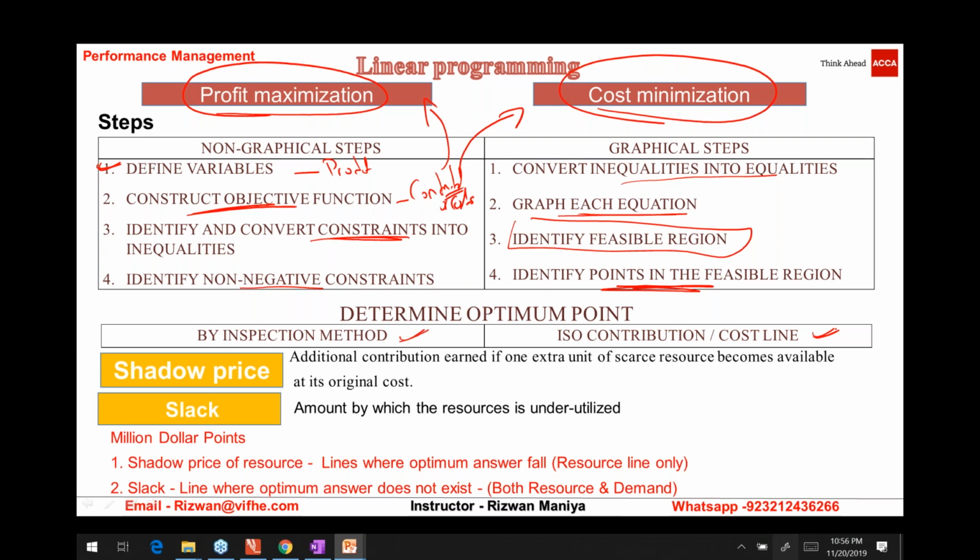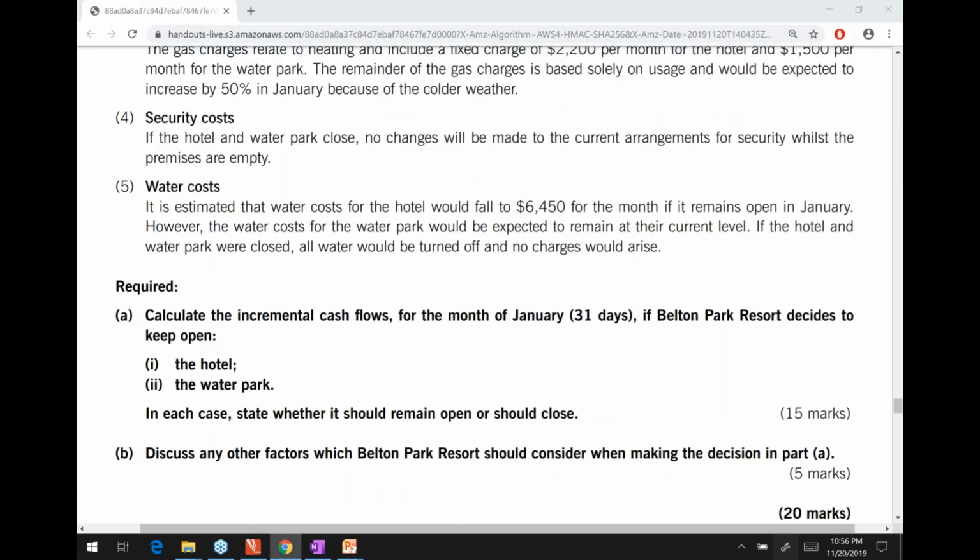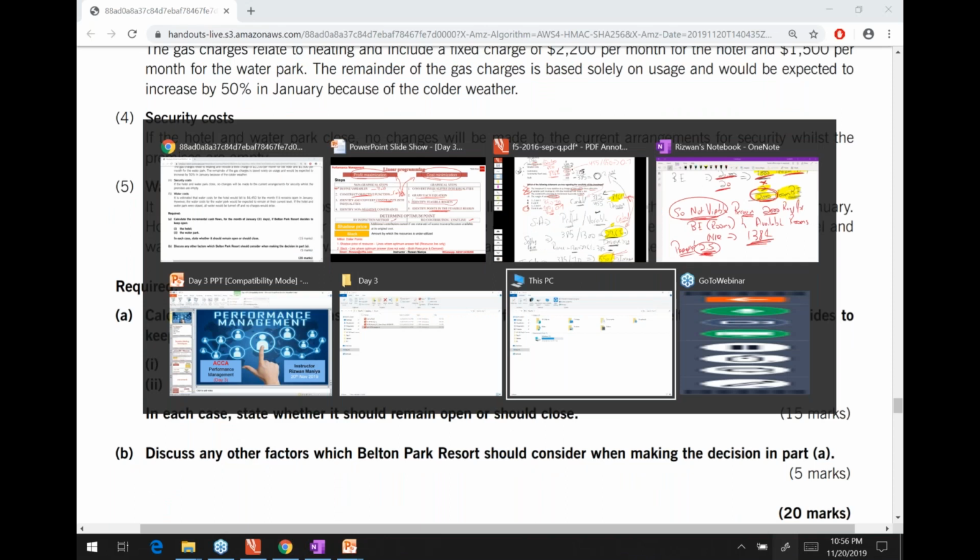Now let's quickly move towards one more question, and that question relates to linear programming.